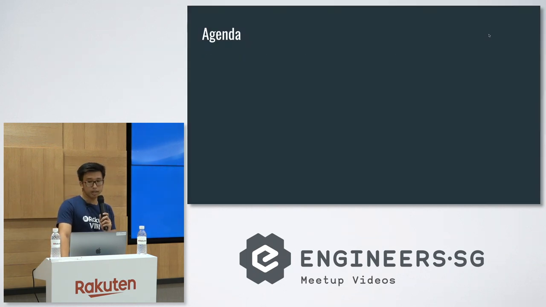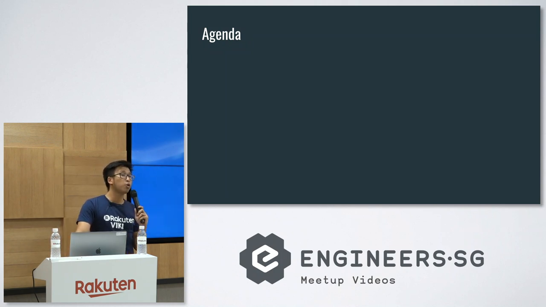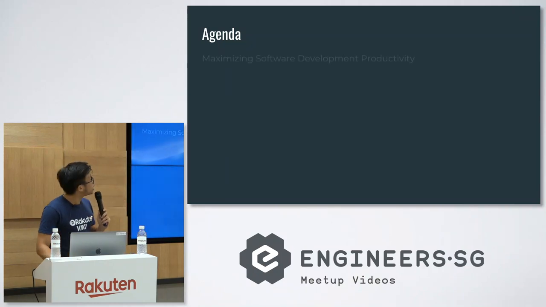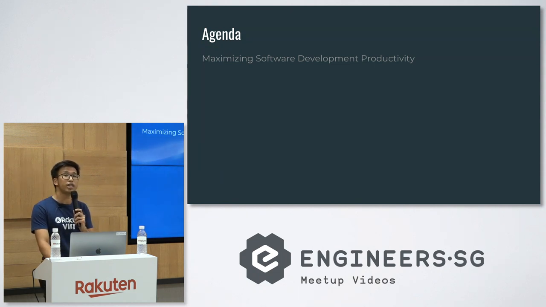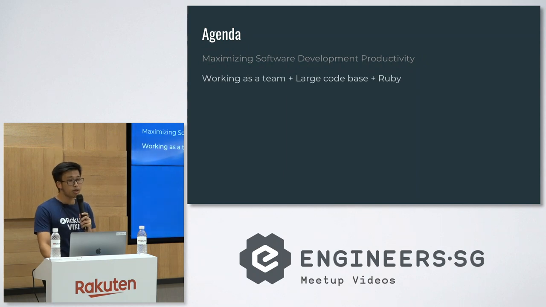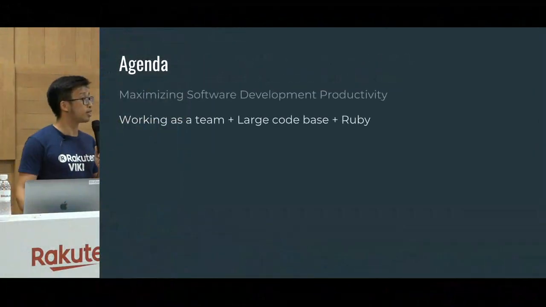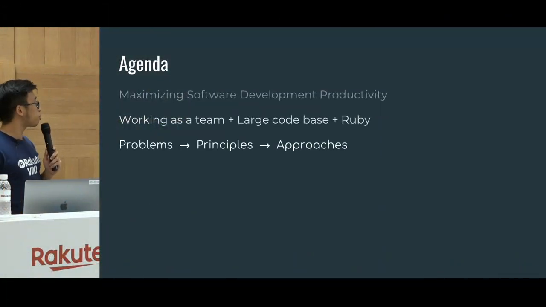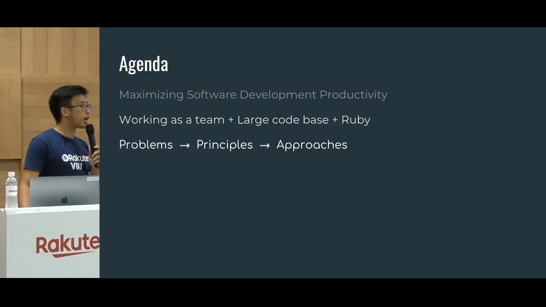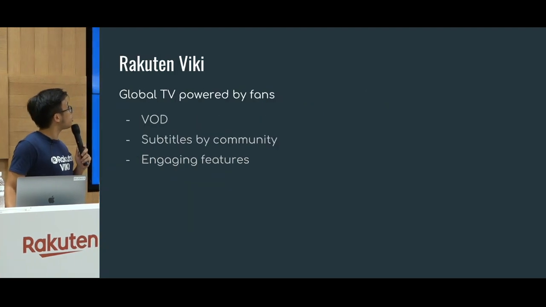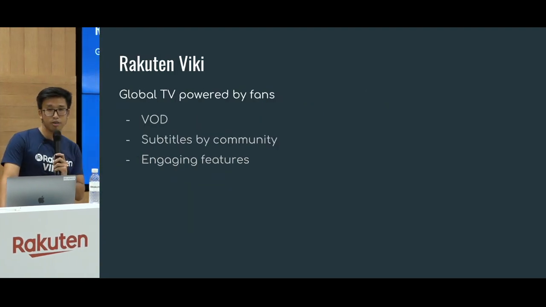So in Rakuten Viki, we work hard every day to bring happiness to millions of users. And why don't we give ourselves happiness and satisfaction while doing it? So maximizing software development productivity and satisfaction is one of the top priorities at Rakuten Viki. Today I'm going to share our experience of working as a team in a large code base written in Ruby. We will first talk about the problems that we face, the principles that we use, and the approaches that we have taken to resolve these problems. In the end of the day, we are all happy Ruby developers.